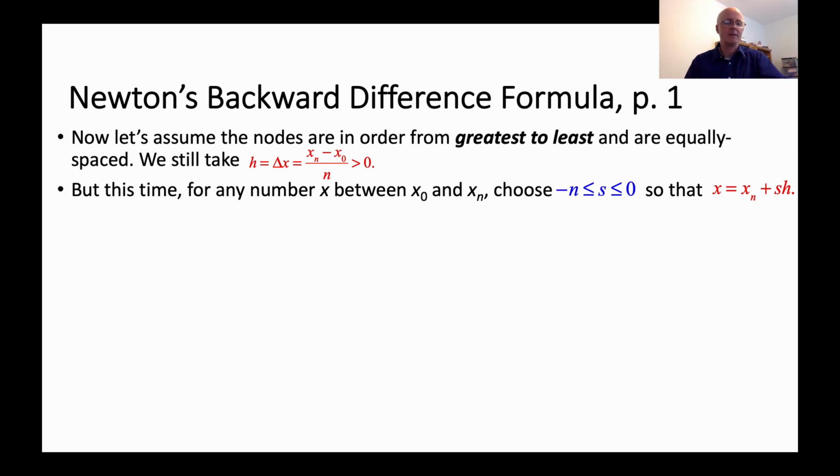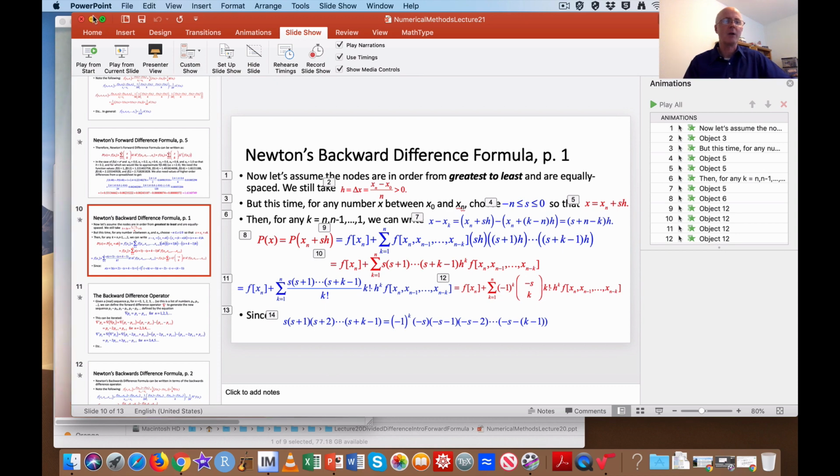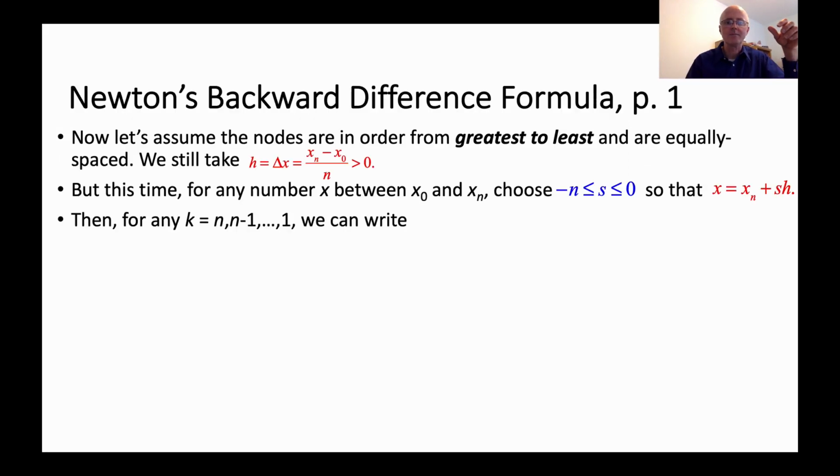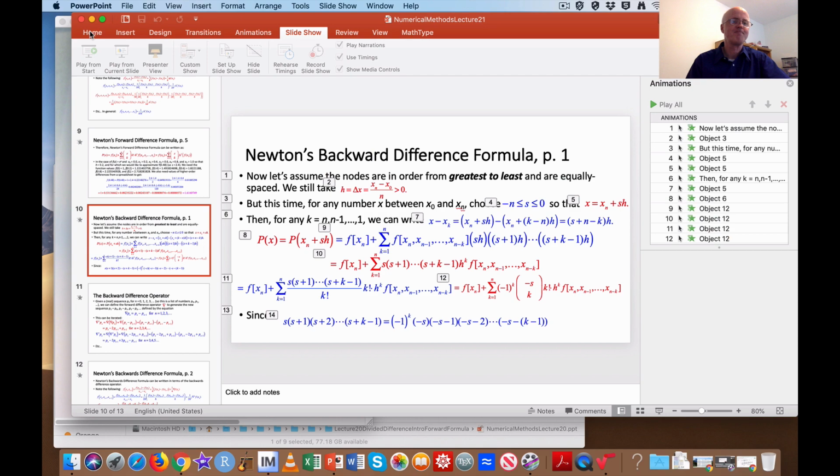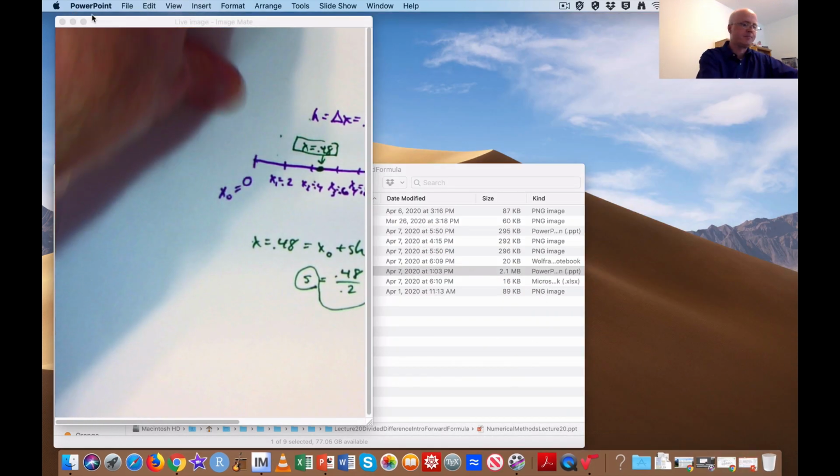Let me go ahead and make a drawing of this one. So now we're going to be thinking about, well, actually let's go to the next line here. For any k from n down to 1, we can write x minus xk like this, because the xn's cancel here, and everything else you can factor out in h, and you're left with this s plus n minus k in parentheses all times h. Let's look at a picture here.